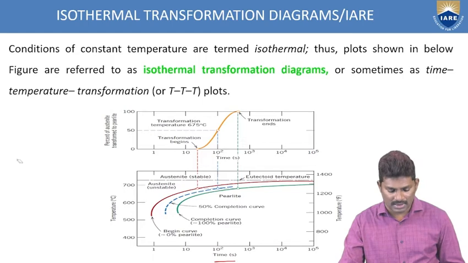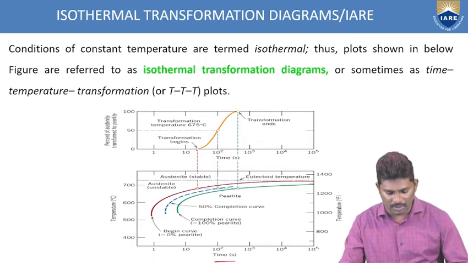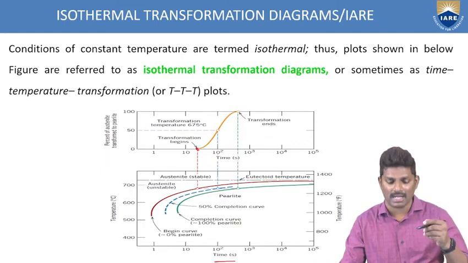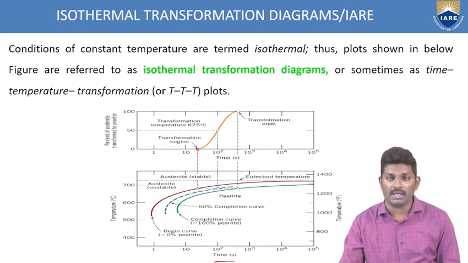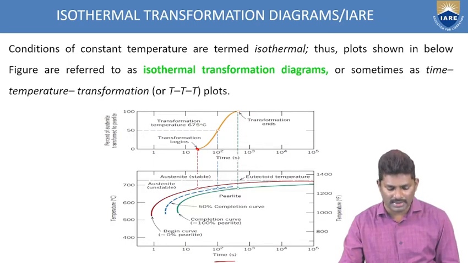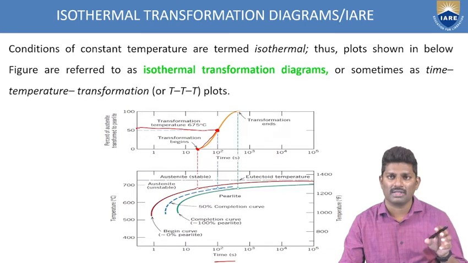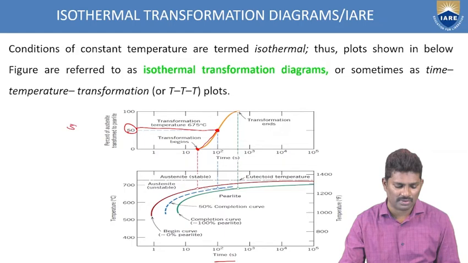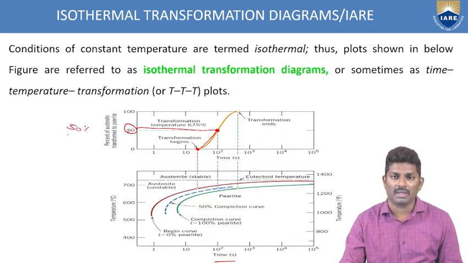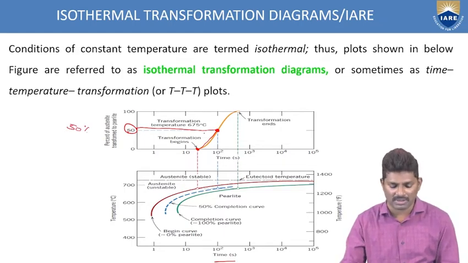Now, if you start drawing above the red curve, it is exactly at this starting point, 0. At 0 time, it is starting. After some interval of time, it reaches the midpoint, that is at 675 degrees centigrade. At that 675 degrees centigrade, you are getting 50% completion of pearlite. The austenite is being transformed 50% at 675 degrees centigrade.